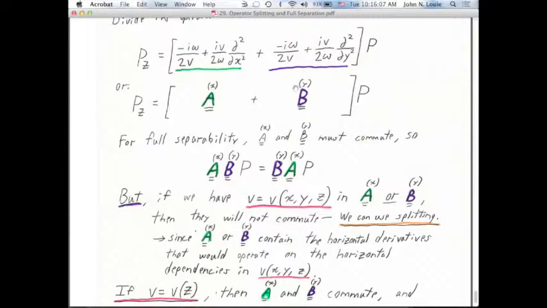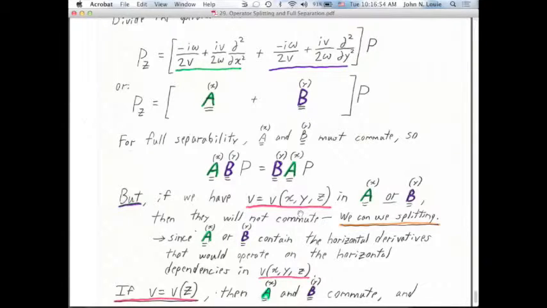Likewise, if the velocity has a dependency on y, that's going to get operated on explicitly by B, and then further with A. So if there's a horizontal derivative in either A or B, whatever operator we're using, and here there are horizontal derivatives in both, and if there's either x or y dependency of velocity, then formally you don't split. I mean, formally you can't fully separate.